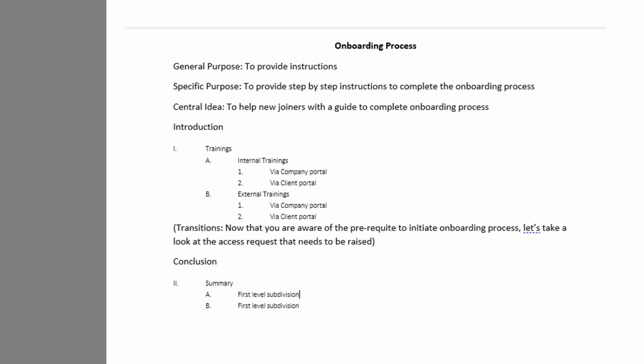Then you have introduction and conclusions, and these elements are independent of body and have their own numbering sequence. Between the two independent elements, you have transition. Transition helps the readers to understand connection between thoughts and ideas.